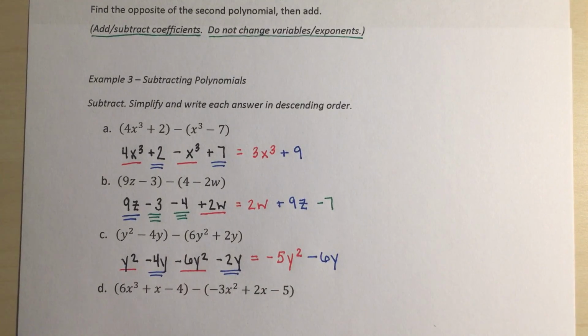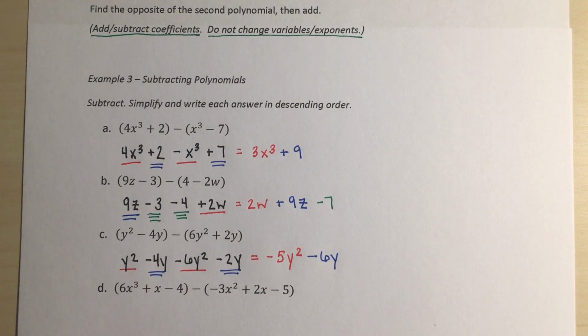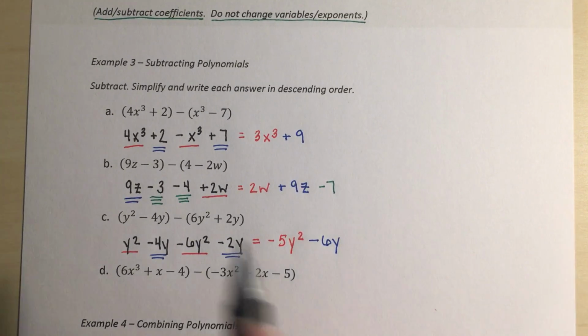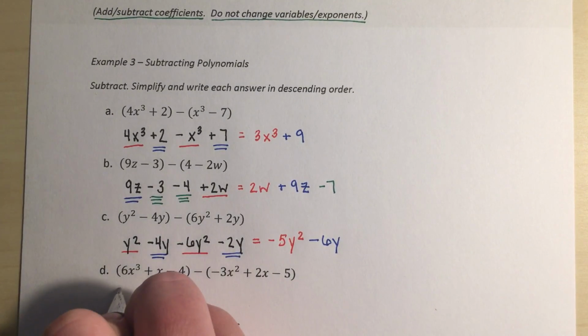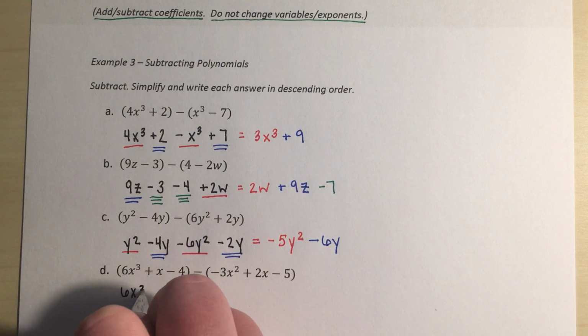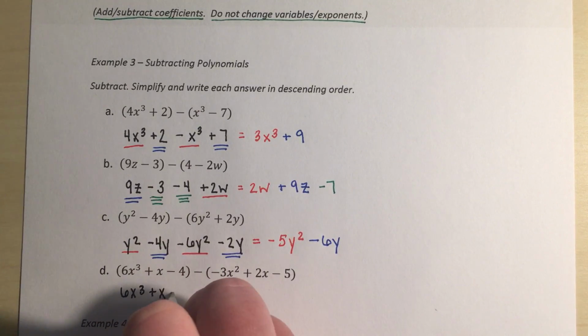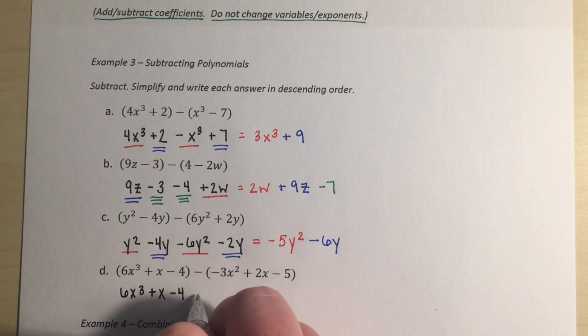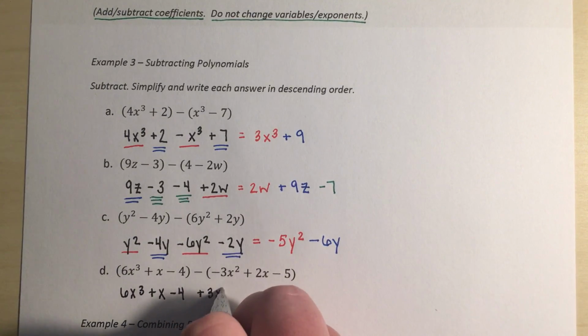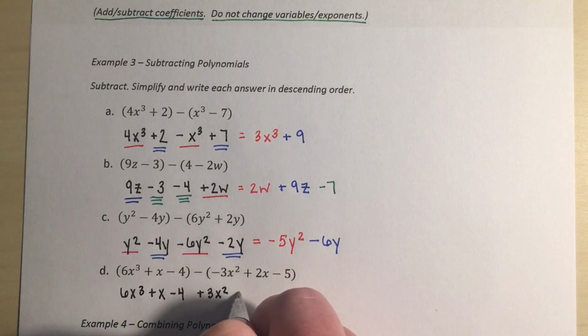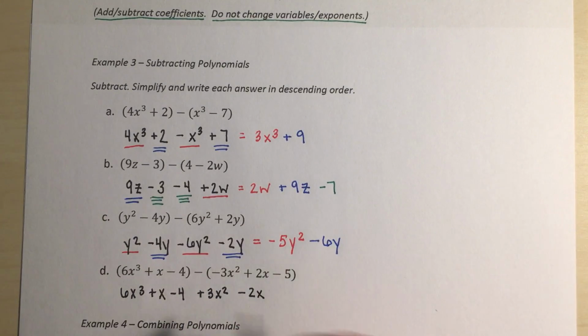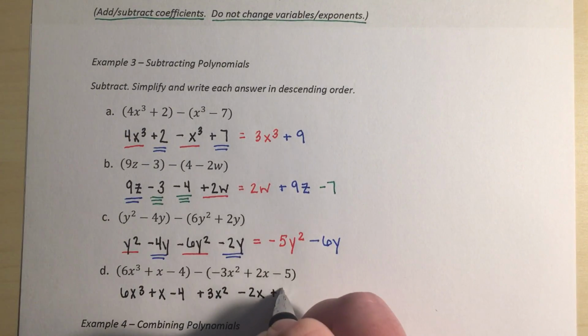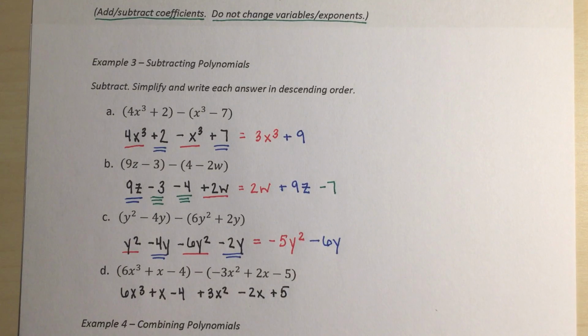All right, and then last but not least, right, our last subtraction here, again, our first polynomial, no sign out front, so it's not going to change. So we drop down our 6x cubed plus x minus 4. Right? Negative times negative is going to turn to a positive 3x squared. Negative times positive is going to turn to a negative 2x. Negative times negative is going to give us a positive 5.